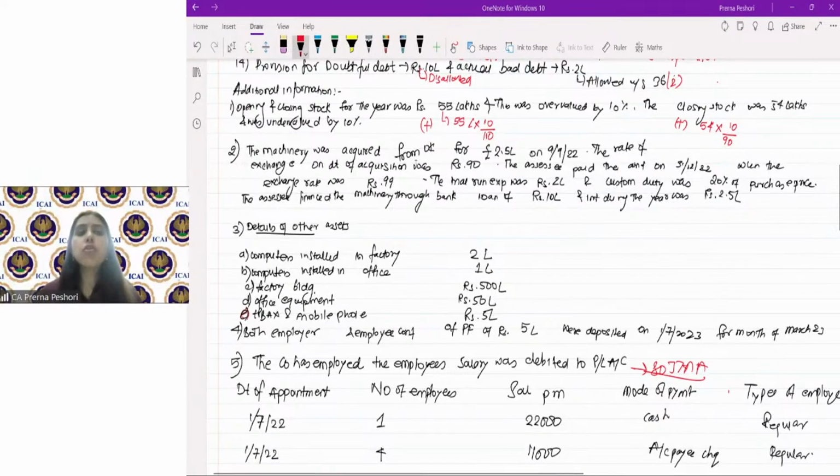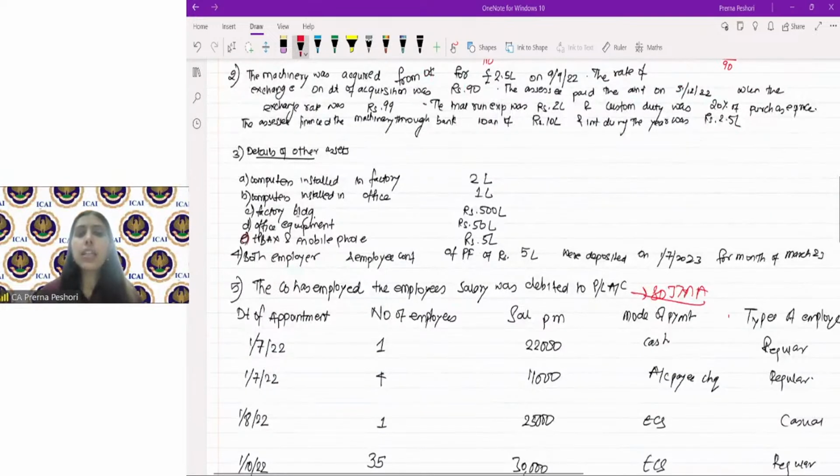Next is the machinery was acquired from UK for 2.5 lakh pound on 9/9/2022. The rate of exchange on the date of acquisition was rupees 90. The assessee paid the amount on 3rd December 2022 when the exchange rate was 99. The trial run expense was rupees 2 lakh and custom duty was 20% of the purchase price. The assessee financed the machinery through a bank loan of rupees 10 lakh and interest during the year was 2.5 lakh.